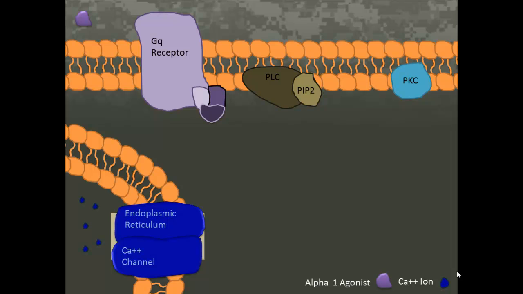In vascular smooth muscle, alpha-1 causes the release of intracellular calcium. When calcium is released, it binds to the intracellular protein calmodulin, which forms the calcium-calmodulin complex. This complex then activates myosin light chain kinase, which phosphorylates myosin and enables its interaction with actin, stimulating vascular smooth muscle contraction and raising blood pressure, as seen in this video.